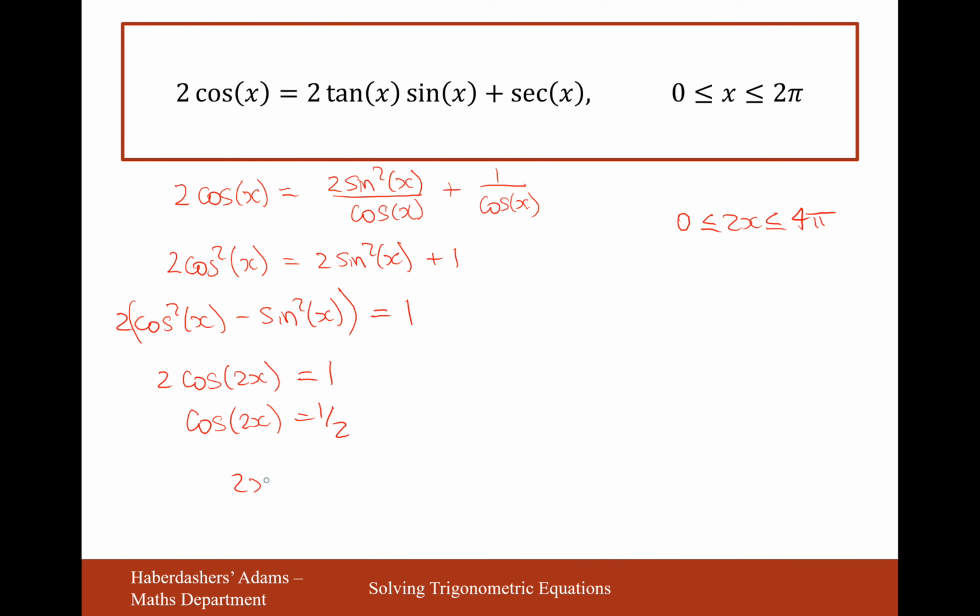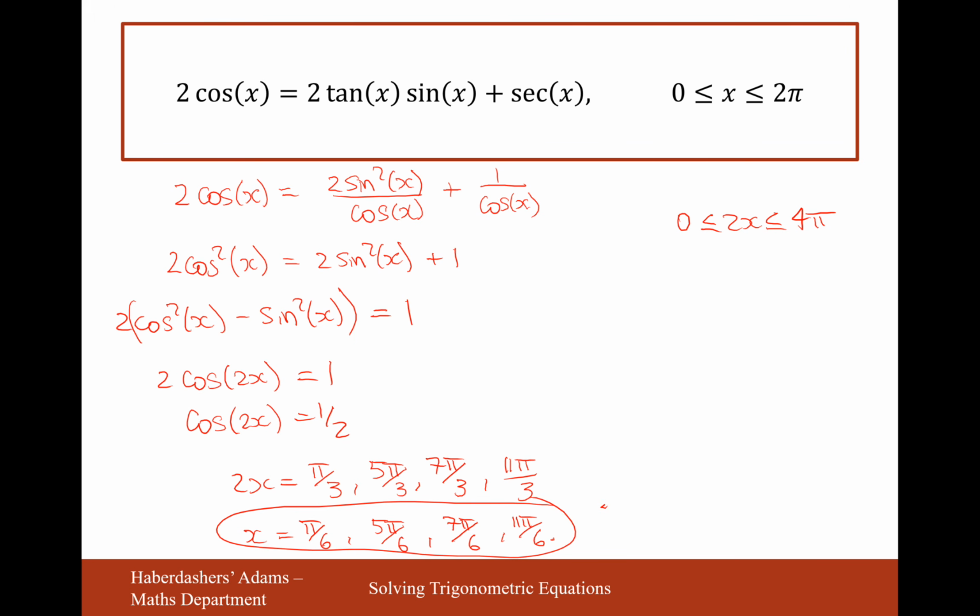So then my 2x answers are going to be 60 degrees, or pi by 3. Then it will be 5 pi by 3, 7 pi by 3, and 11 pi by 3. Divide everything by 2 and you'll have pi by 6, 5 pi by 6, 7 pi by 6, and 11 pi by 6. And there we are, that's the answer to this question.